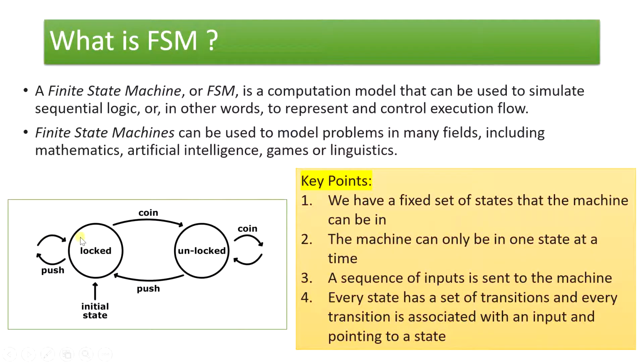The sequence of inputs, in the sense, here I can push or I can place the coin. So depending on that, I will switch from locked to unlocked or unlocked to locked. So every state will have a set of transitions, and these things, that is the coin and push operations, are called a transition, and every transition is associated with an input and pointing to a state. So that is why you can see that we have pointed it using an arrow mark.